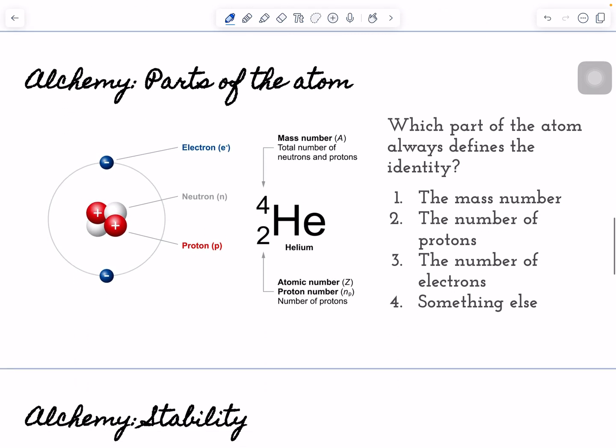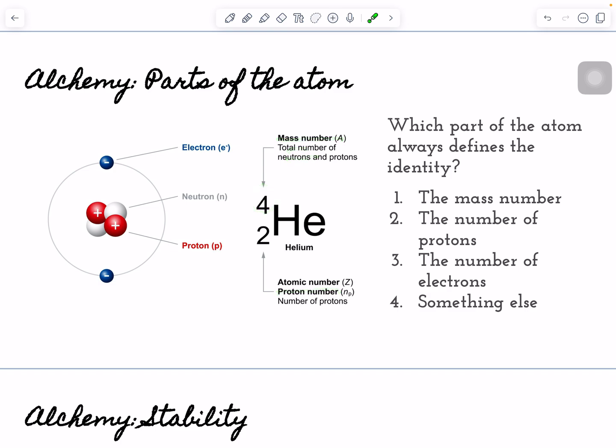So this is what we have. The electrons are on the outside, neutrons and protons are in the middle. And remember, we can summarize this in our chemical symbol. Lower left is the atomic number, proton number. Upper left is the mass number, total number of neutrons and protons.